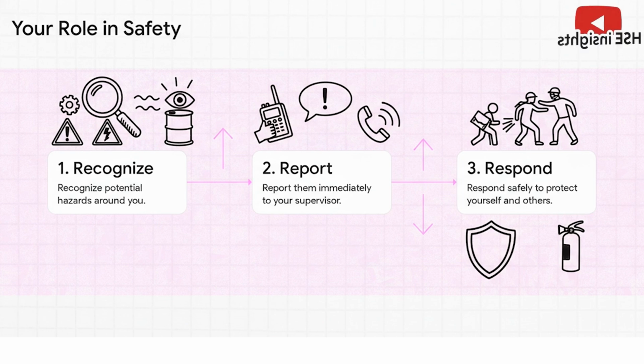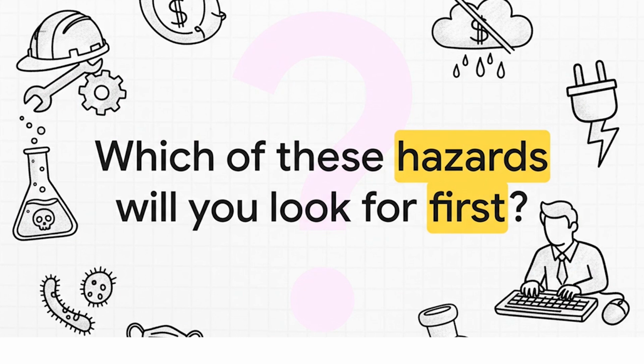All right, as we wrap this up, I want you to really think about your own workplace after everything we've just gone through. What's the first hazard you're going to look for when you get back to your job? Because at the end of the day, your awareness, just paying attention, is the absolute key to preventing accidents before they happen.